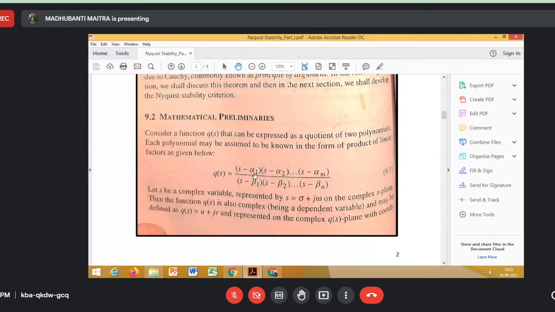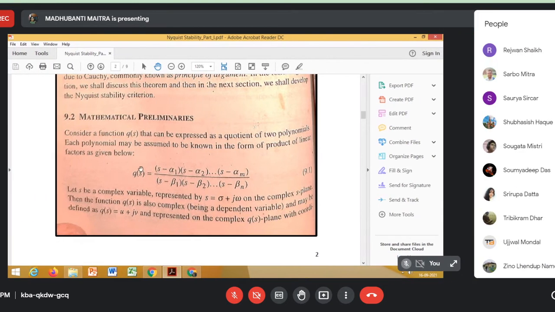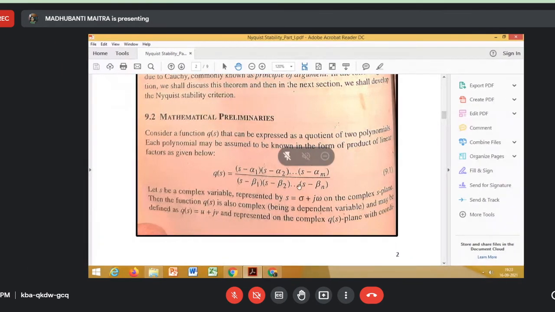So these alpha i's are the zeros of this function Q(S), and beta j's are the poles of this function Q(S). Now you see, since S is complex, S is given by sigma plus j omega, hence Q(S) for a particular value of S will also be complex. Yes or no?